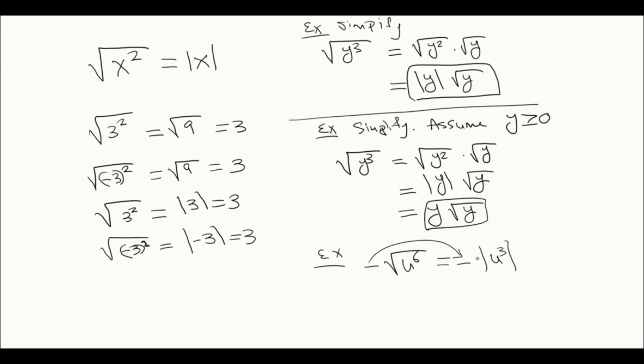Now we can do a little better than that, because we can say that's negative absolute value of u squared times the absolute value of u. Now u squared is definitely going to be non-negative, because when you square any real number, you're going to get a non-negative answer. So this part here, you're dealing with the absolute value of a non-negative number, which is going to be itself. So you're going to say negative u squared, but you do have to keep the absolute value under u.